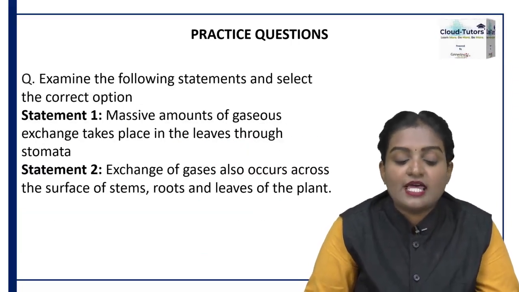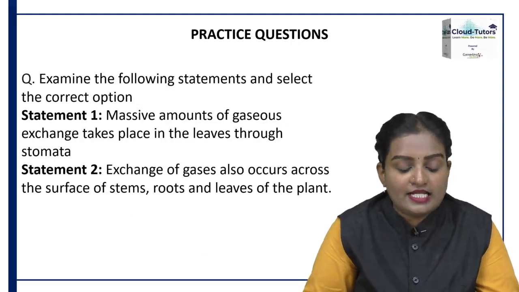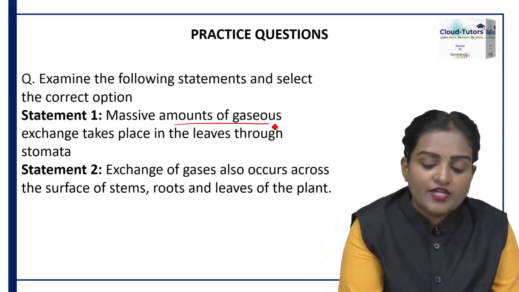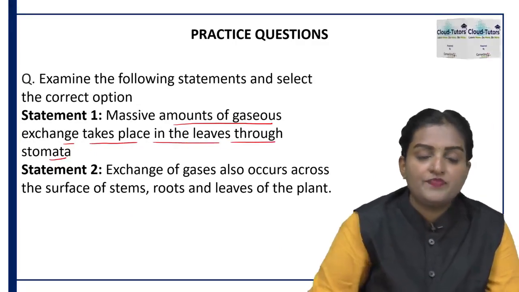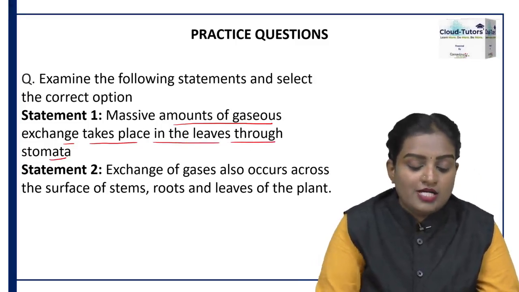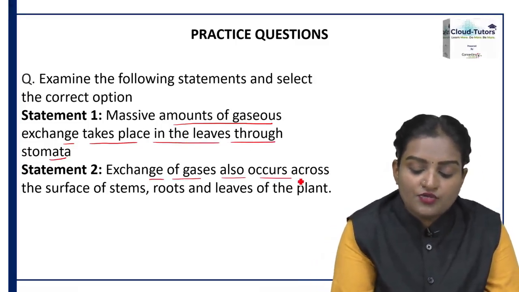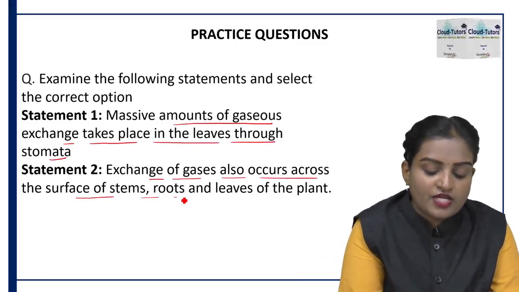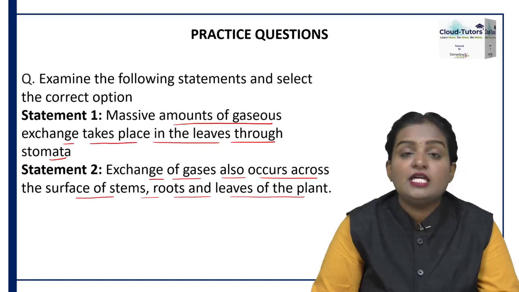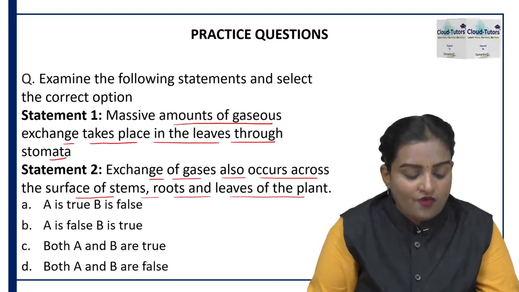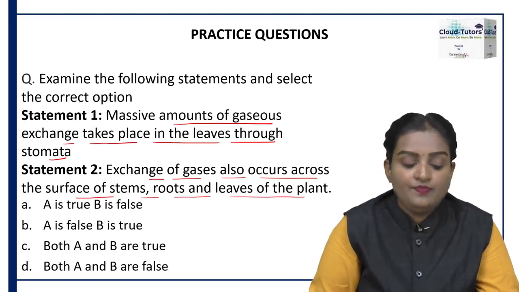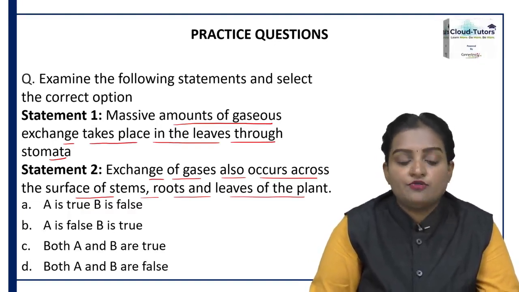Next question, examine the following statements and select the correct option. Statement 1 is massive amount of gaseous exchange takes place in the leaves through stomata. Statement 2, exchange of gases also occurs across the surface of stem, root and leaves of the plant. So options are A is true, B is false; A is false, B is true; both A and B are true; both A and B are false.